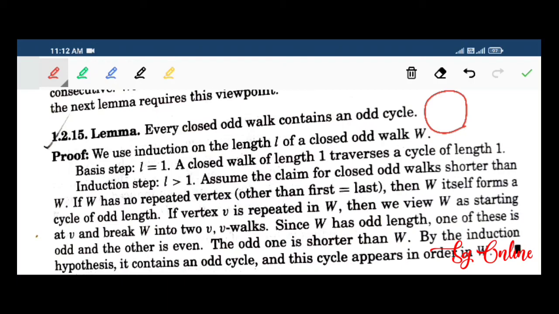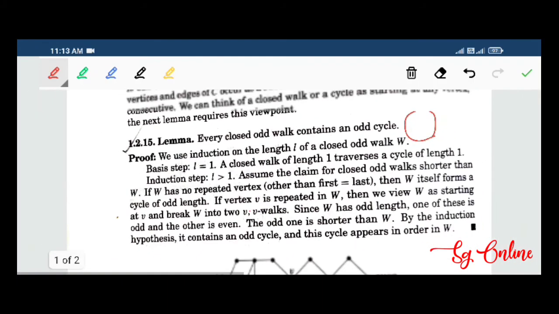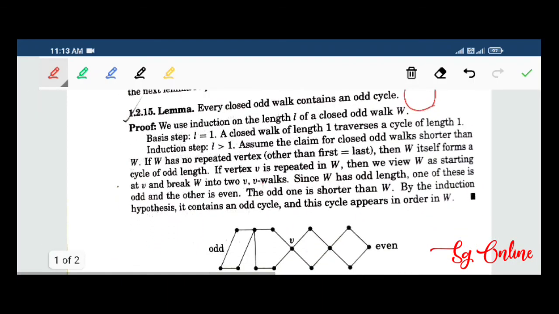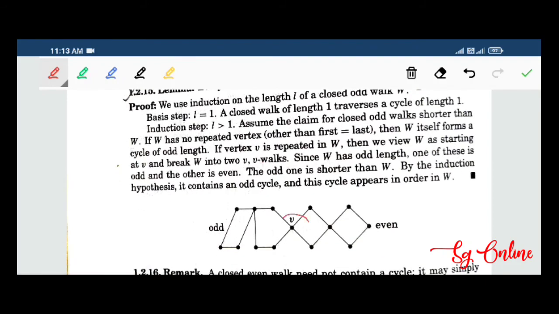So suppose it is true for any closed odd walk with length less than L, where L is now greater than 1, and we are considering a closed odd walk of length L. Now if the closed odd walk itself is a cycle, that is, there is no vertex repetition in it, then it is itself a cycle and we have nothing to prove. So when vertex repetition occurs, suppose in this figure this vertex V is repeated in this closed odd walk.